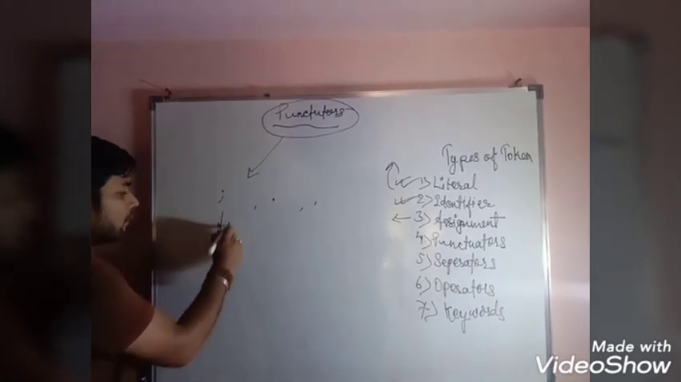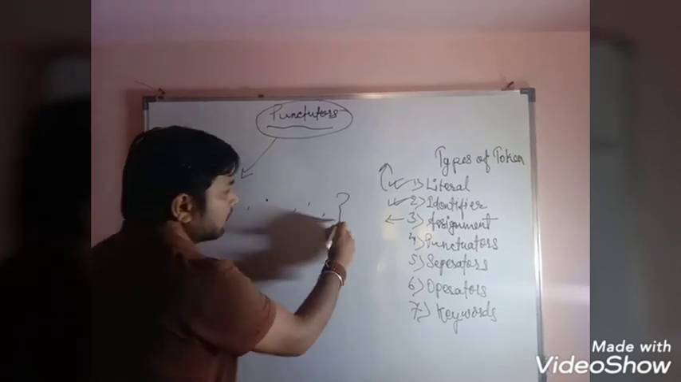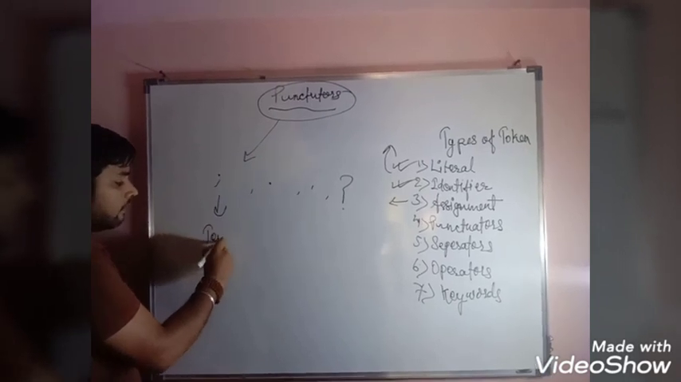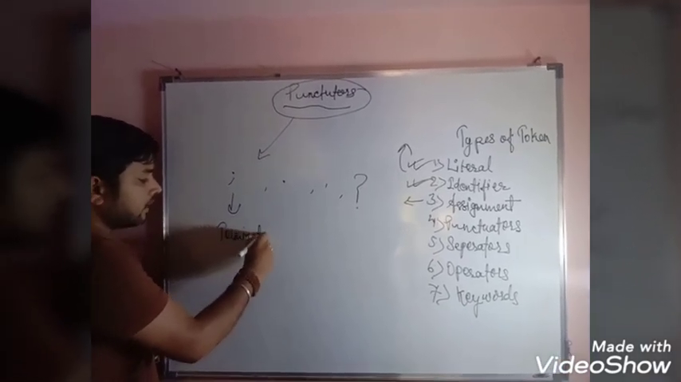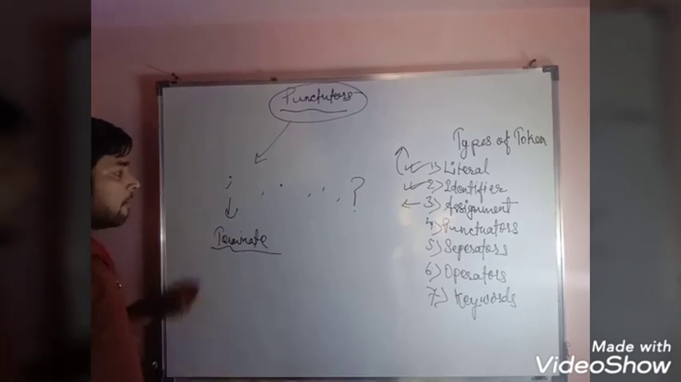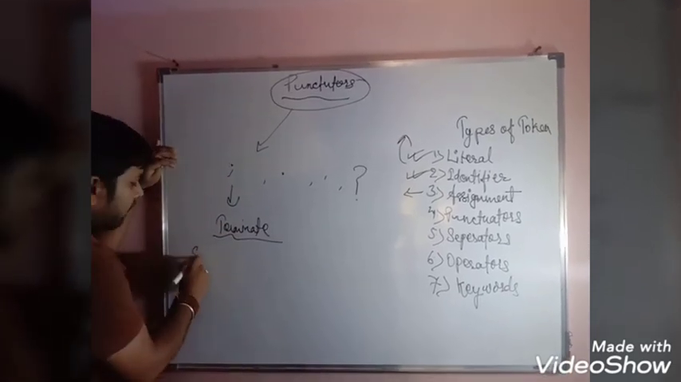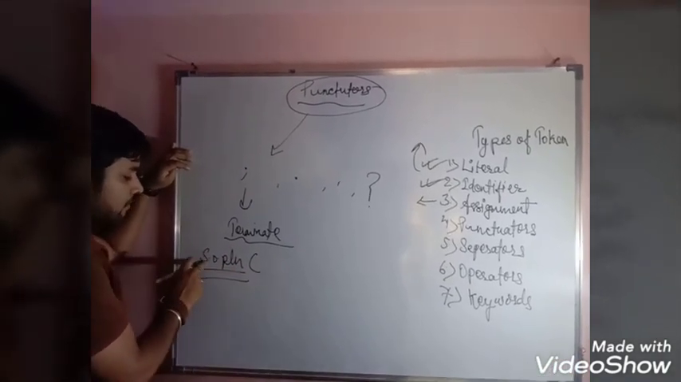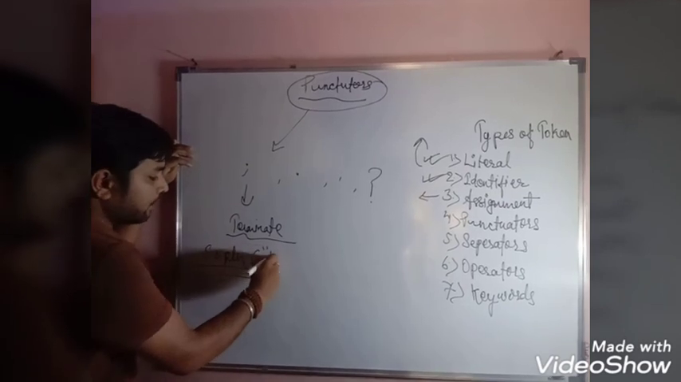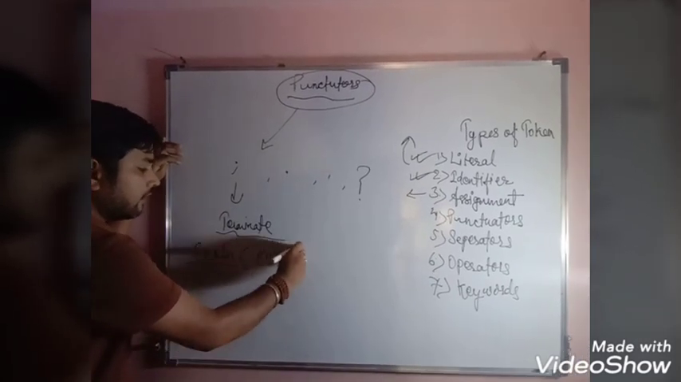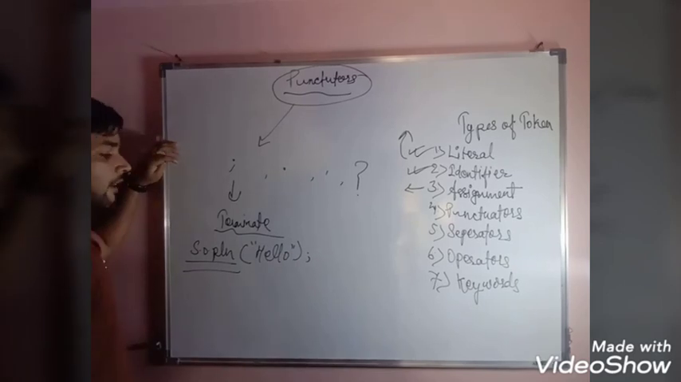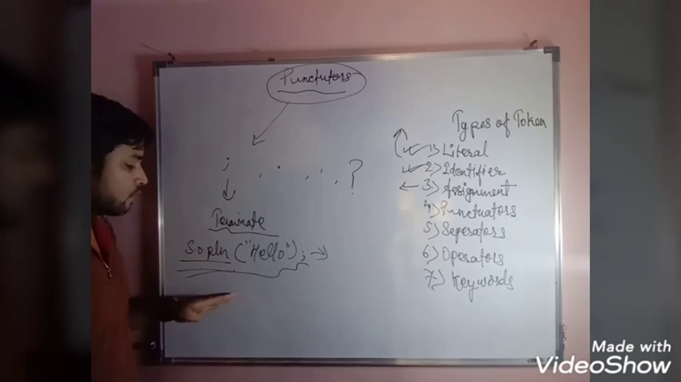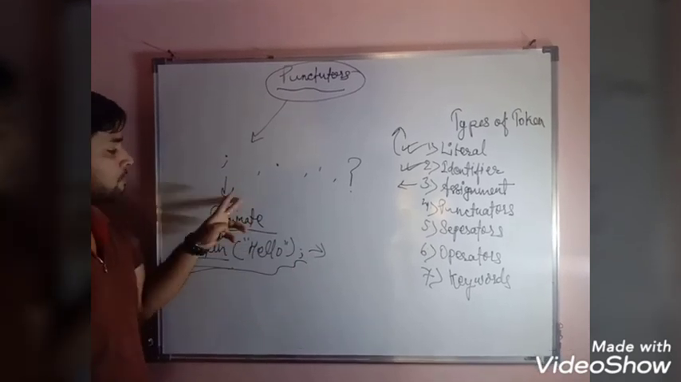So what is the use of semicolon? Semicolon and question mark are also punctuation signs. Semicolon is used to terminate the line. What is the example of this punctuator? If we are writing system.out.println, this is the println statement, and I have printed hello. Then in Java you have to write a semicolon at the last. This semicolon is used to terminate this line, and you will come to the next line. So this is the use of this punctuator sign.